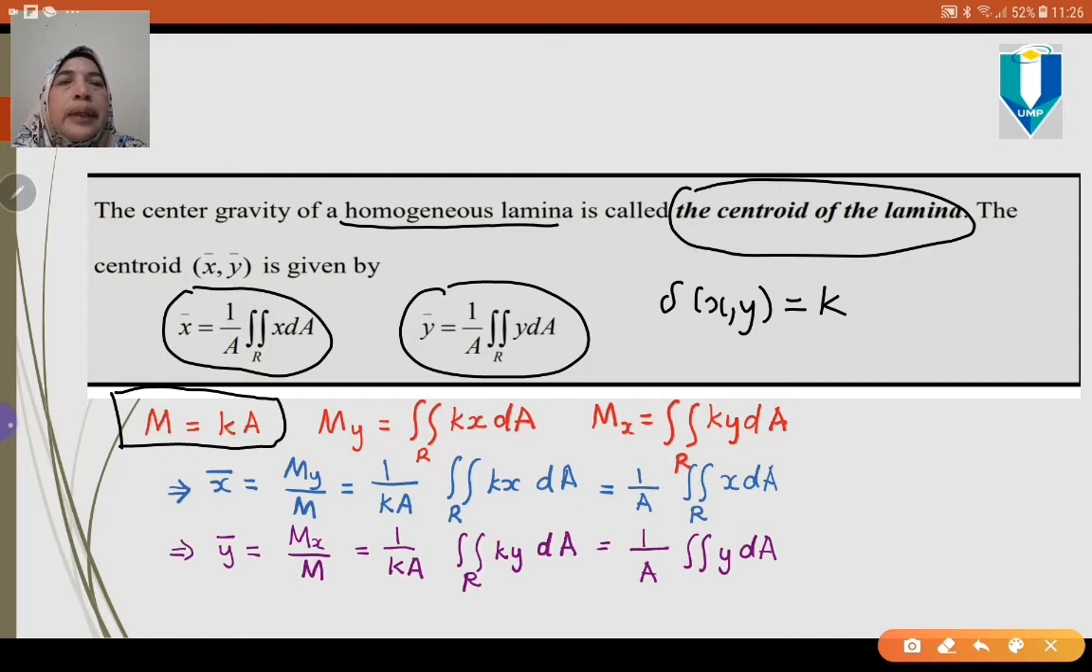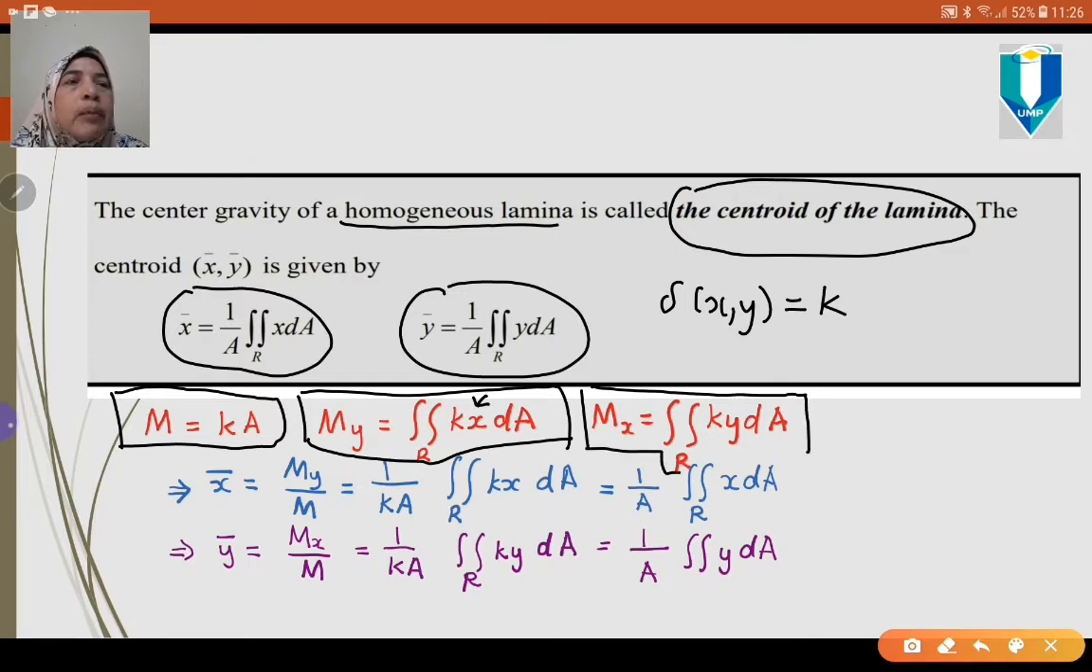You multiply the density function times A. For the moment about the y-axis, you need to integrate the density function multiplied by the distance from the y-axis, which is x, with respect to dA. And also you need to find the moment about the x-axis, which is the double integral of the density function k times that distance from the x-axis, which is y, with respect to dA.